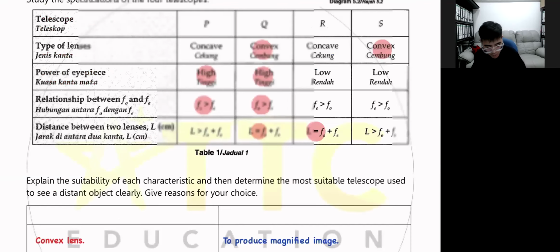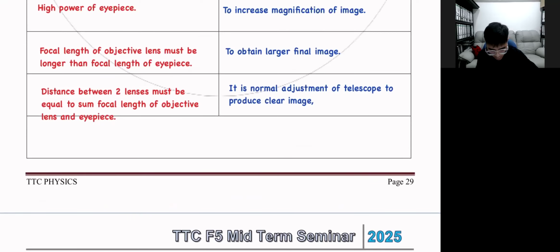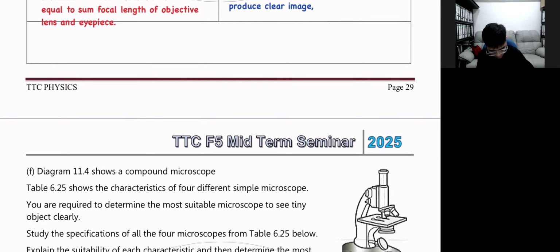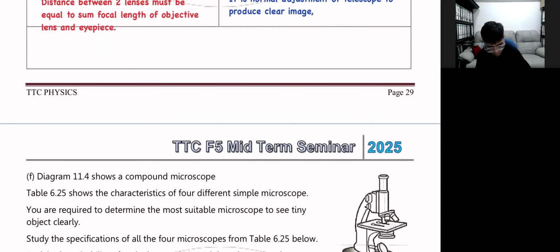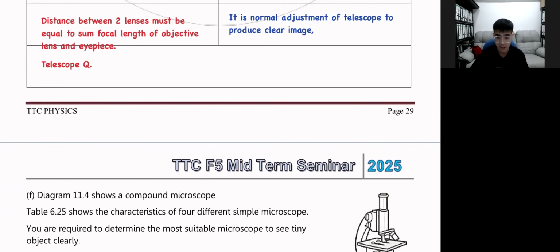So now, which telescope should we choose? Which telescope is the best telescope? Telescope Q. Okay, so over here, you write telescope Q. Down here, you write telescope Q. Okay, and go home and explain the whole answer to get the final mark.